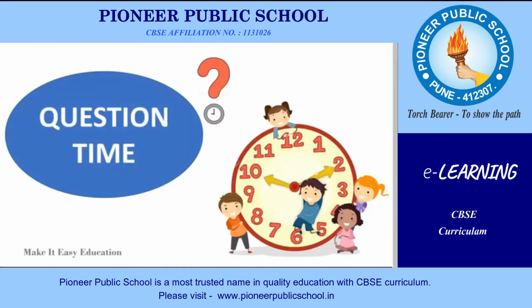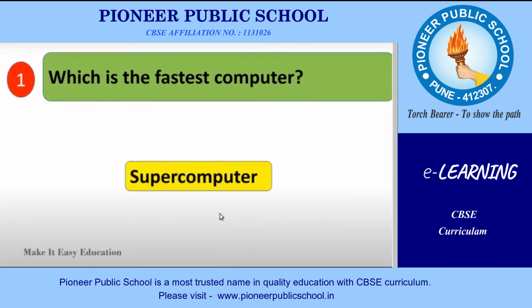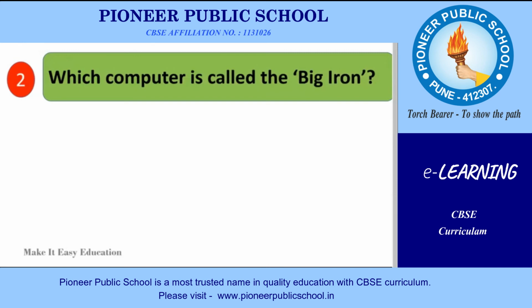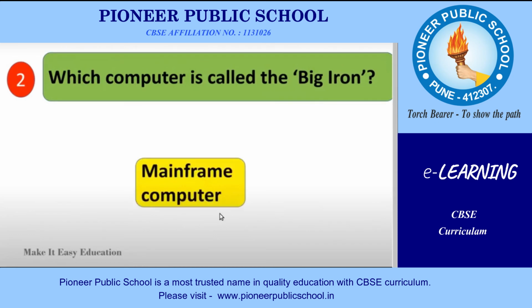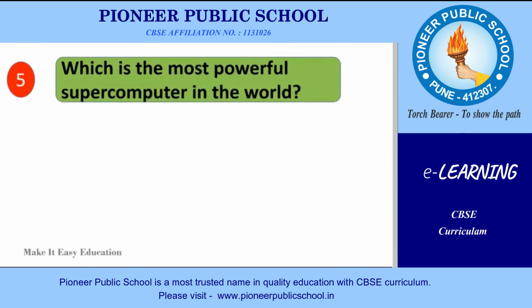Question time. So tell, which is the fastest computer? Supercomputer is the fastest computer. Which computer is called big iron? Mainframe computers are called big iron. Which computer is also known as personal computer? Microcomputers. Which computer is used by a single user? Microcomputers. Which is the most powerful supercomputer in the world? It's Summit.